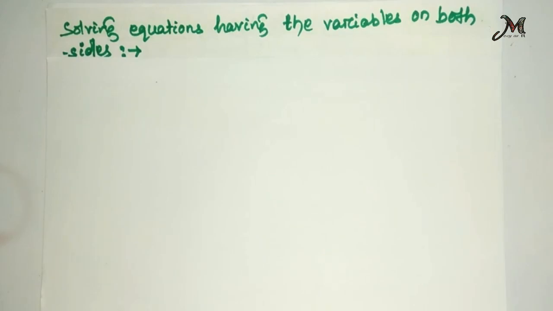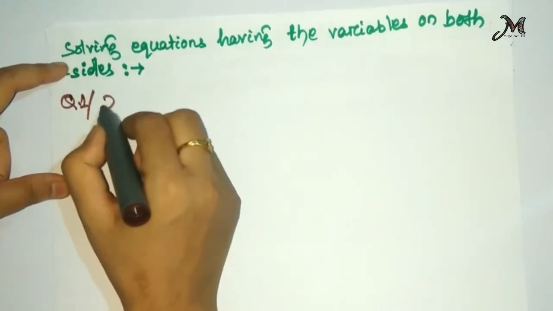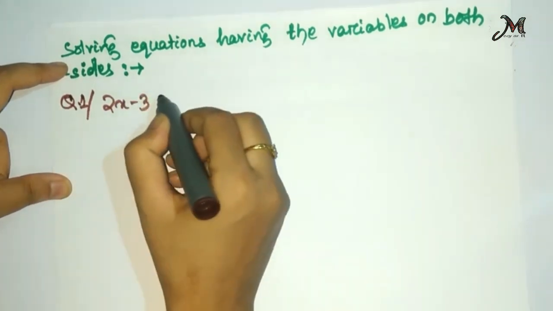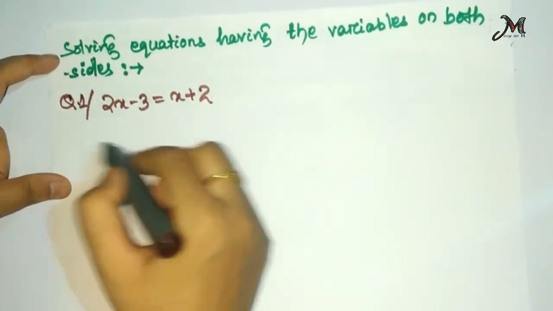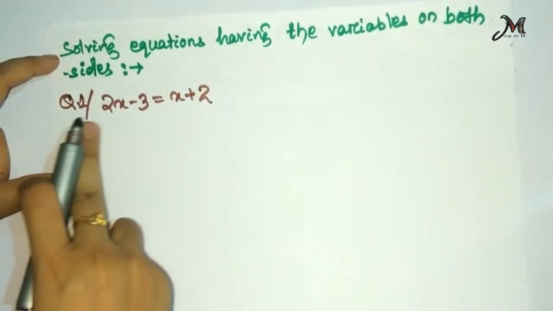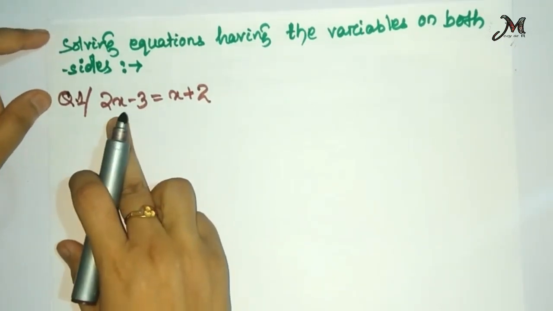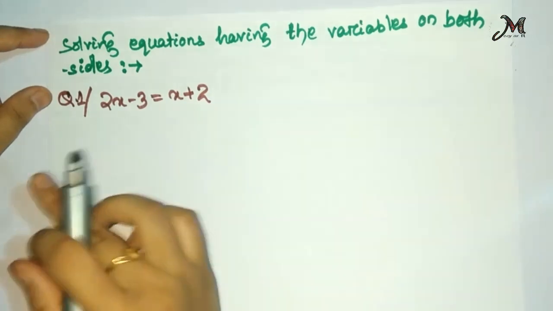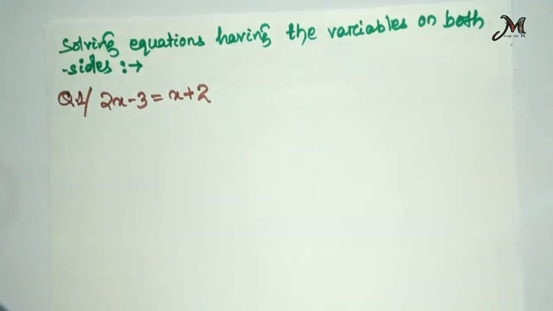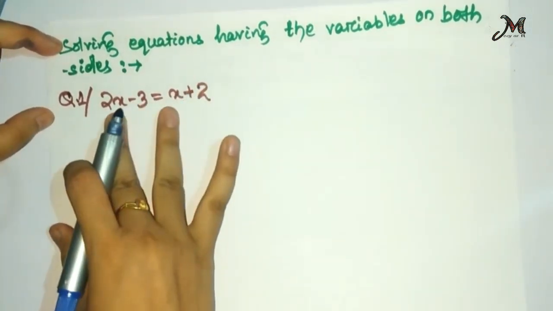So let's take an example. Suppose we have 2x minus 3 is equal to x plus 2. Okay, we have to solve this equation. Here we have variables on both the sides, that means on the left hand side and also on the right hand side, right? So how will we solve? We'll solve this by arranging the like terms on one side.